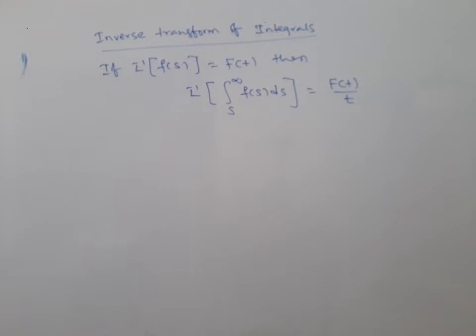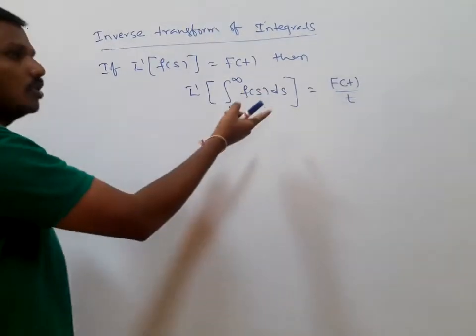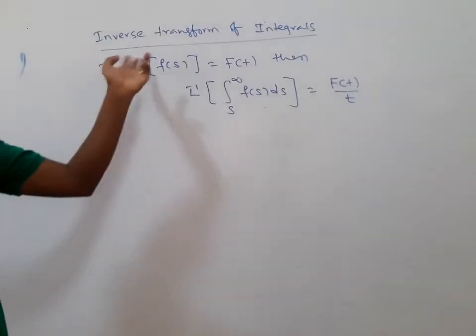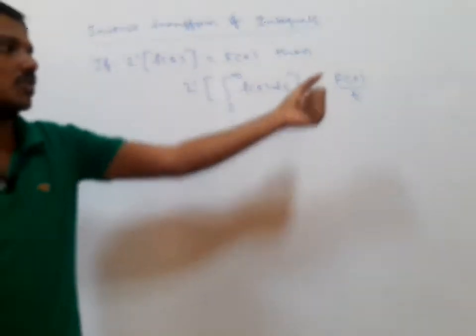That means this is the statement: the inverse Laplace transform of integrals is the same as the Laplace transformation being divided by t. In the Laplace transformation it is divided by t. The divided by t statement is the same as the inverse transform of the integrals, right? The integral is transformed to f of t by t. Right, now coming to one problem.